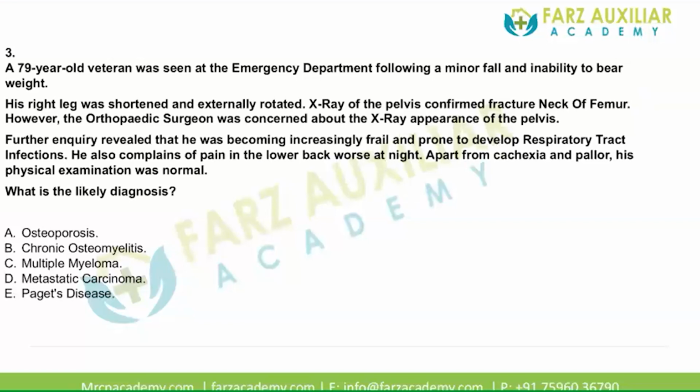A 79-year-old veteran was seen in the emergency following a minor fall and inability to bear weight. His right leg was shortened and externally rotated. X-ray confirmed fracture neck of femur. However, the orthopedic surgeon was concerned about the X-ray appearance of the pelvis. Further inquiry revealed that he was becoming increasingly frail and prone to develop respiratory tract infections. He was also complaining of pain in the lower back, which is worse at night. Apart from cachexia and pallor, his physical exam was normal. What is the most likely diagnosis?